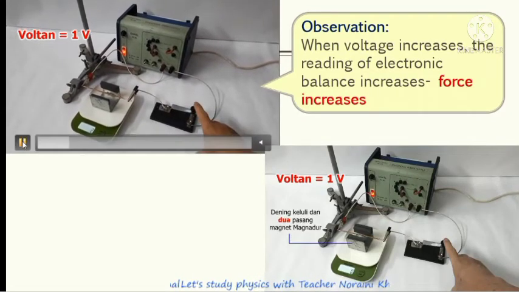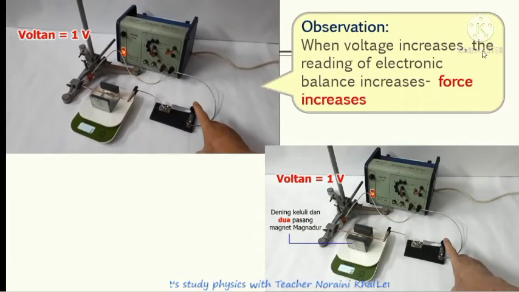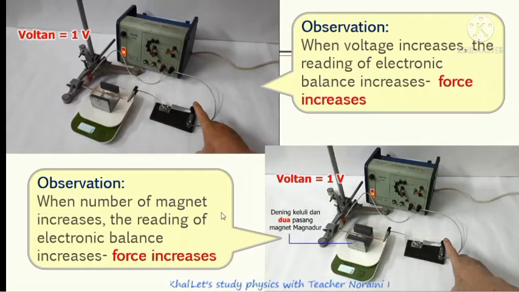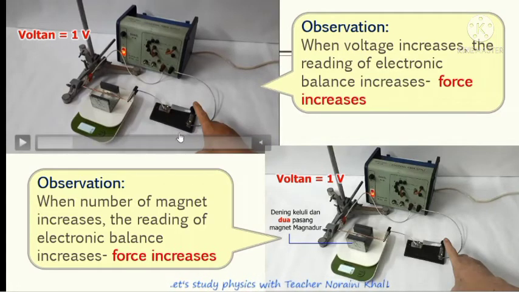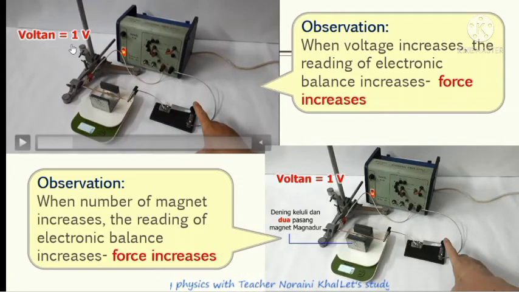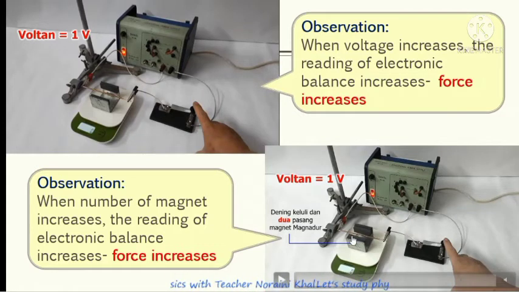So the observation from this activity, when voltage increases, the reading of the electronic balance increases. This is caused by the force produced increasing. Same thing for the second activity. When the number of magnets increases, the reading of the electronic balance increases because the force produced increases. So from here, what you can deduce from this activity, there are two factors that affect the magnitude of force. The first one is voltage or current. The second one is strength of magnetic field or number of magnets.